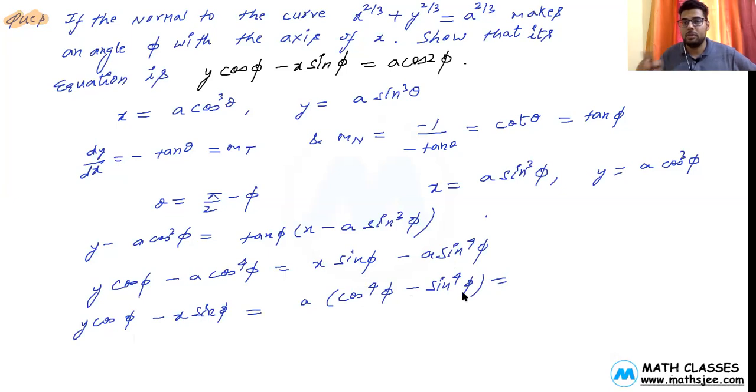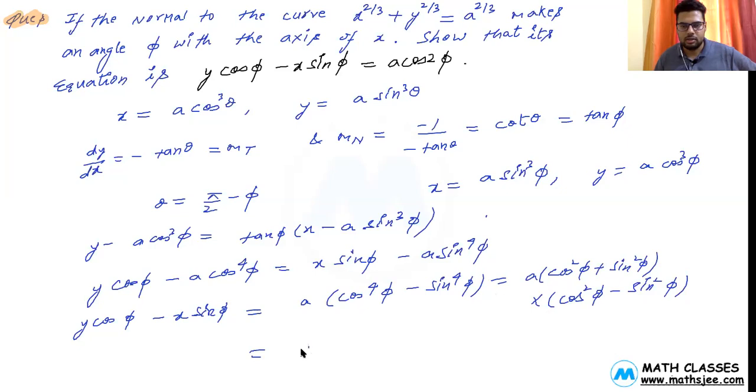You can apply the formula a square minus b square. So a square plus b square will be nothing but 1. Here we can write cos square phi plus sin square phi into cos square phi minus sin square phi, so a plus b into a minus b we have written. This is 1. This is cos 2 phi. So a times cos 2 phi. So this is what we needed to prove, right? This is how we can prove this.